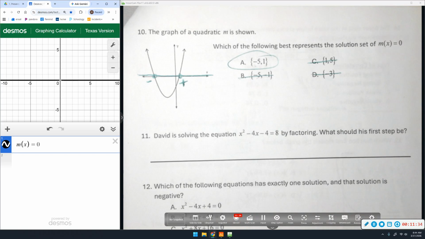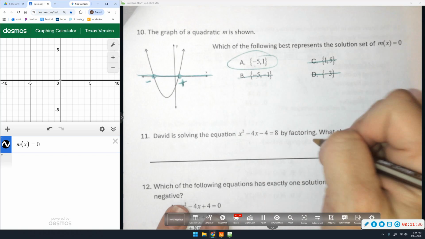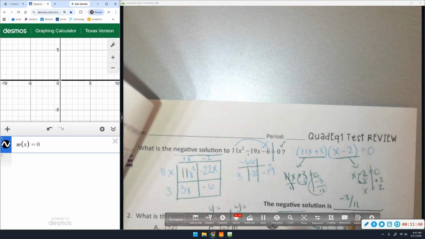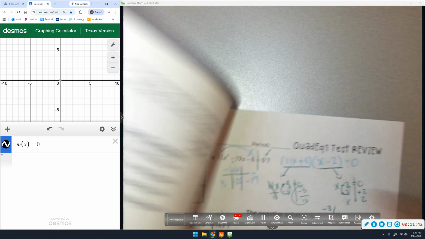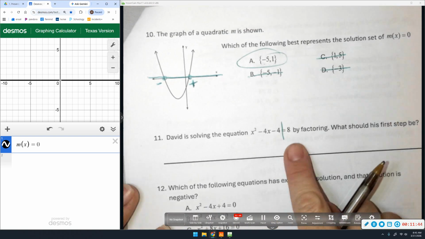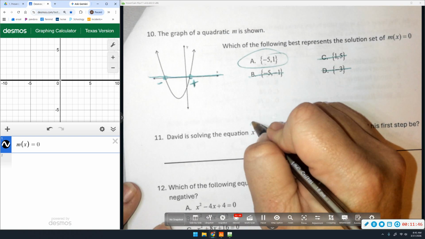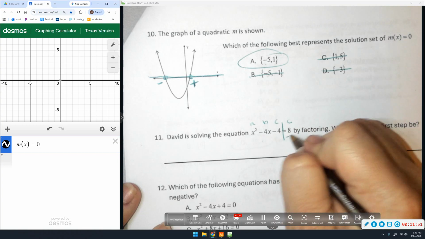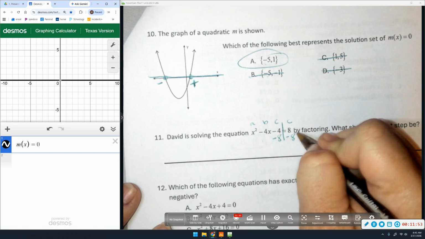Number 11 says David is solving this equation by factoring. What should his first step be? Well, just like we talked about here, my first check mark was making sure it equals 0. This does not equal 0, so we have to make it equal 0. A term, B term, C term. This is also a C term because it doesn't have a letter. So we would have to do -8 on both sides first.